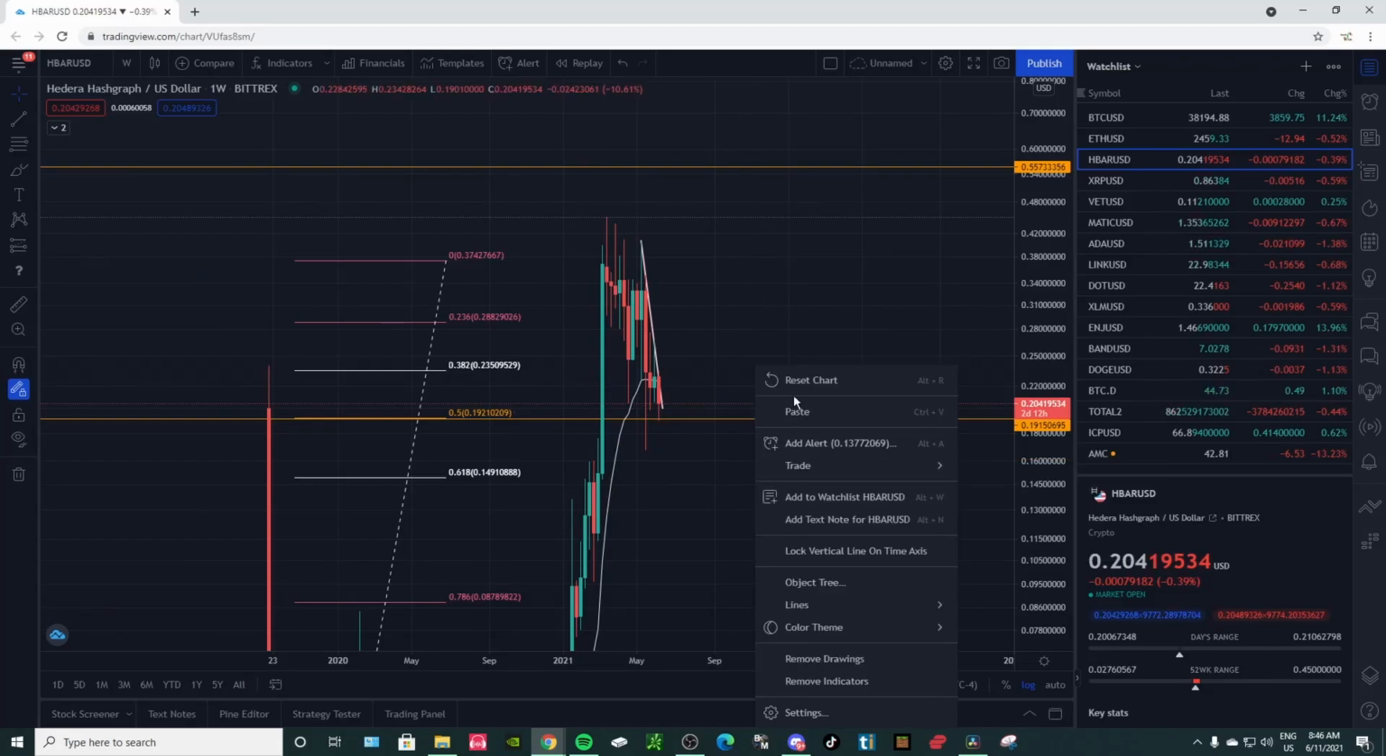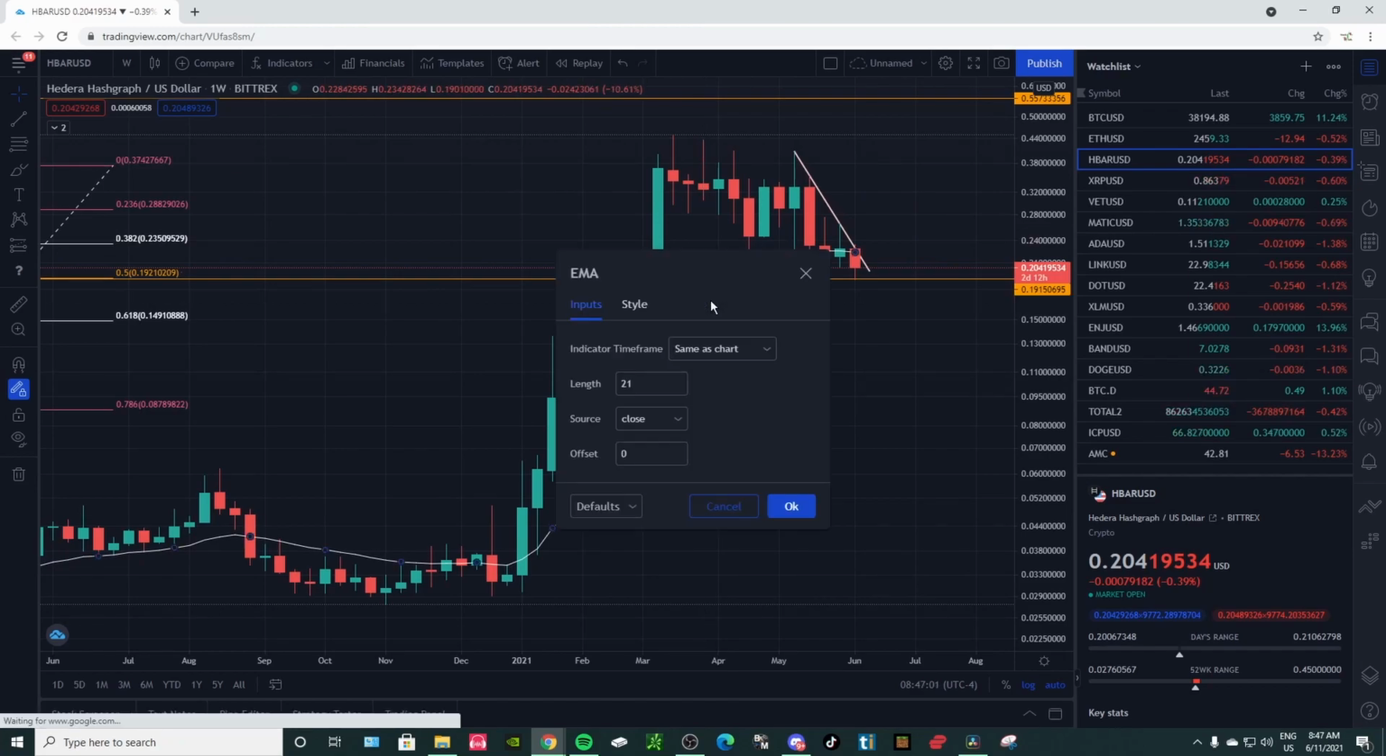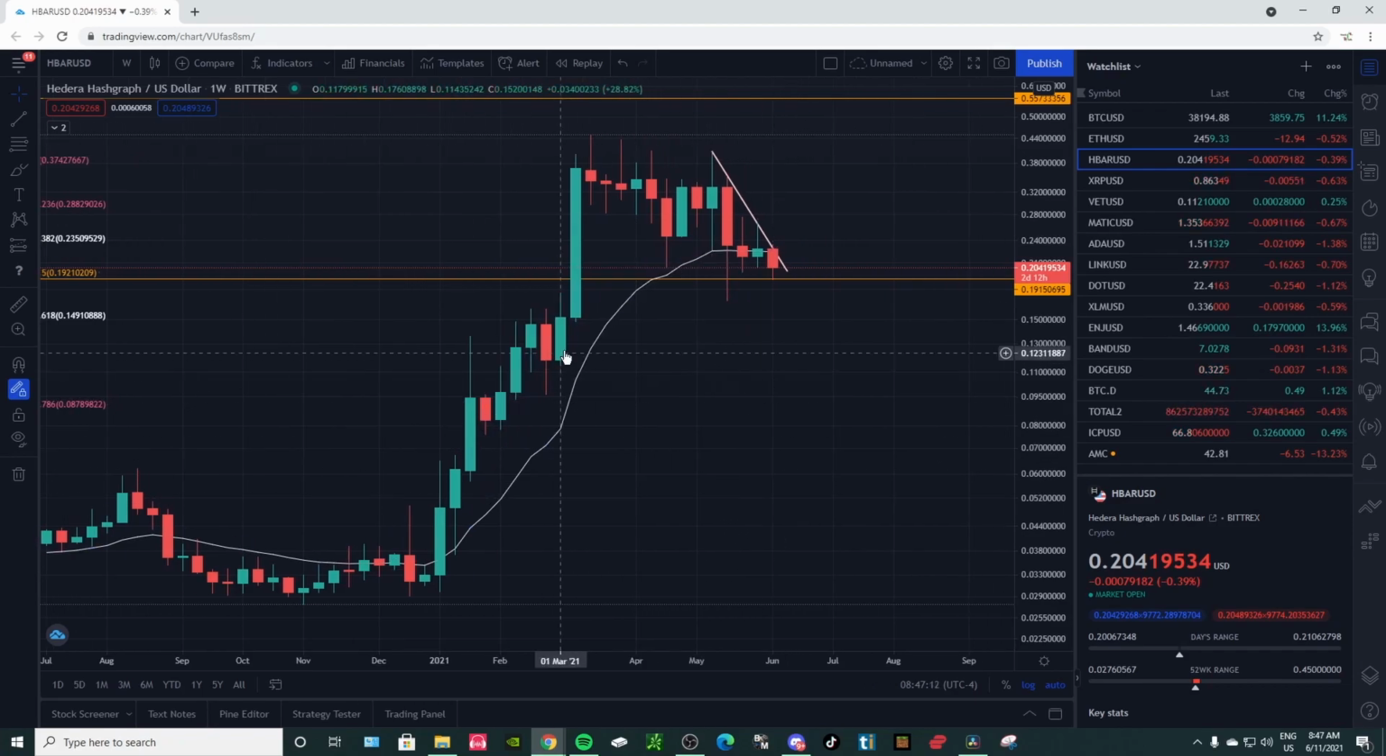Sorry, I should have zoomed in on the weekly chart. We talked about it. We are below the 21 EMA currently, so it's not looking good at all. Can I make this a little bit bigger? Precision by default, it's all good. But again, we are below it. I would like to see it break that.